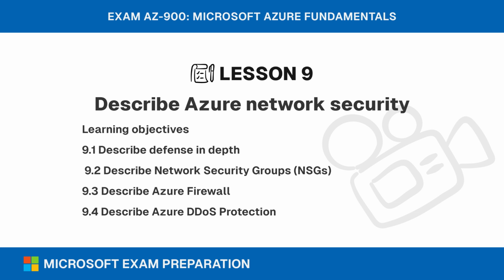Let's continue our discussion of security. In Lesson 9, Describe Azure Network Security, we'll focus on the networking side of security. We'll start off with an explanation of defense in depth and how network security should be structured. We'll then cover how you can secure traffic flowing within your network with network security groups, how you can secure traffic flowing into and out of your network with Azure Firewall, and how you can prevent malicious attacks with Azure DDoS protection.